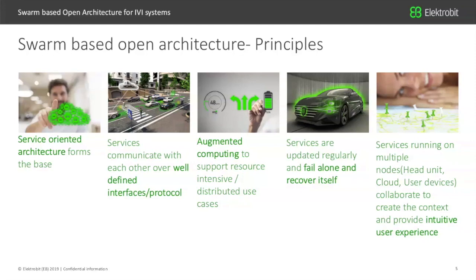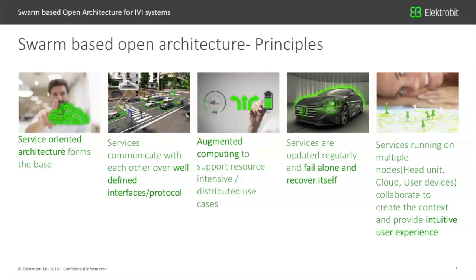So if we have multiple services running on the head unit, and there are some services also running in the backend, there have to be well-defined interfaces through which they communicate with each other. The protocol has to be defined in such a way that a particular service version running on the cloud or on the head unit must be compatible with the services that are available in the cloud, in the backend. So we need to have that kind of defined interfaces.